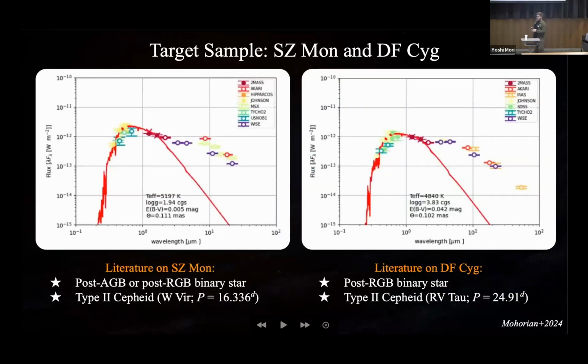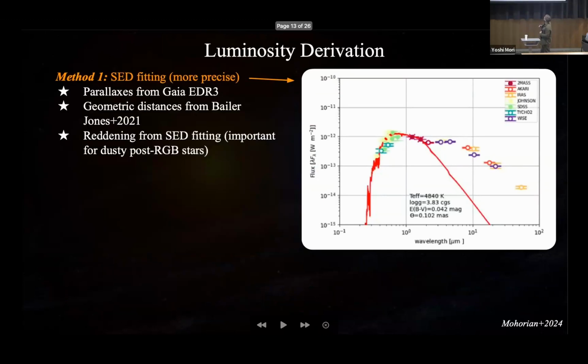So, in my first PhD project, I studied two post-RGB stars, which are type 2 Cepheid pulsators. Their SEDs are shown on the plot. Now, the way to calculate the luminosity from the SEDs is to iteratively fit the SEDs until the convergence of the main parameters. Usually, these are effective temperature, surface gravity, reddening or extinction, and the stellar angular size.